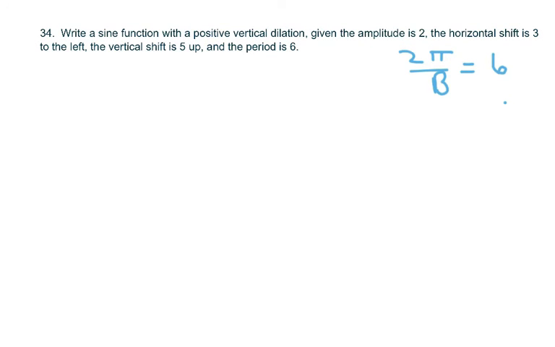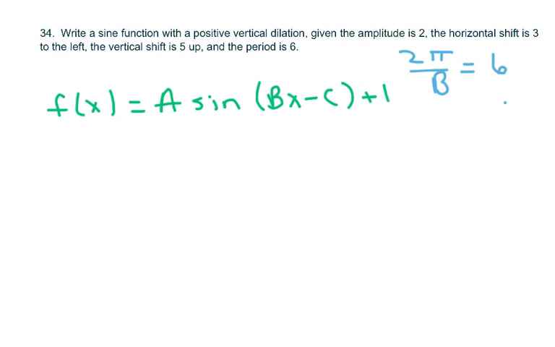We have to write a sine function with all this information. So basically, you're writing something like this. All right. And they give you this information. So the amplitude is 2, so I know what that is.